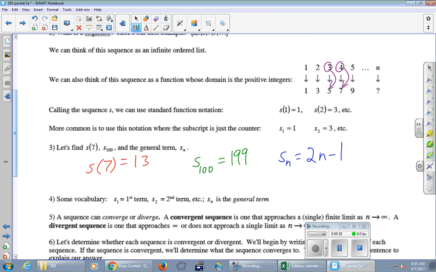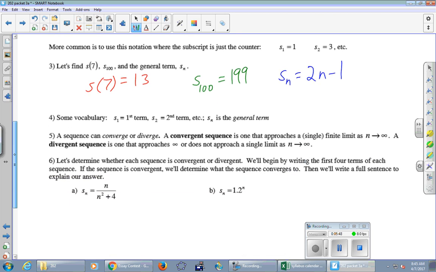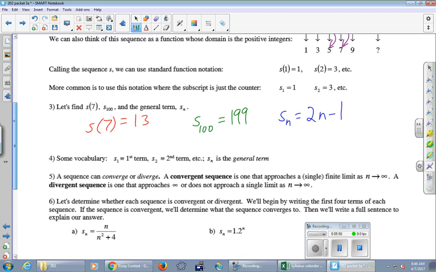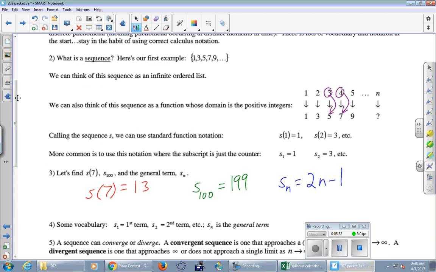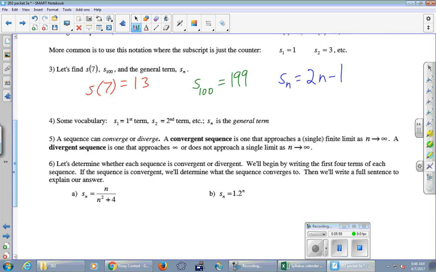Okay, a little vocabulary. S sub 1 is called the first term. S sub 2 is the second term. S sub n is the general term. That's it. Easy peasy. Okay, a sequence. Remember, sequence is just this ordered list going forever. 1, 3, 5, 7, 9, forever. We can say that that single sequence either converges or diverges.